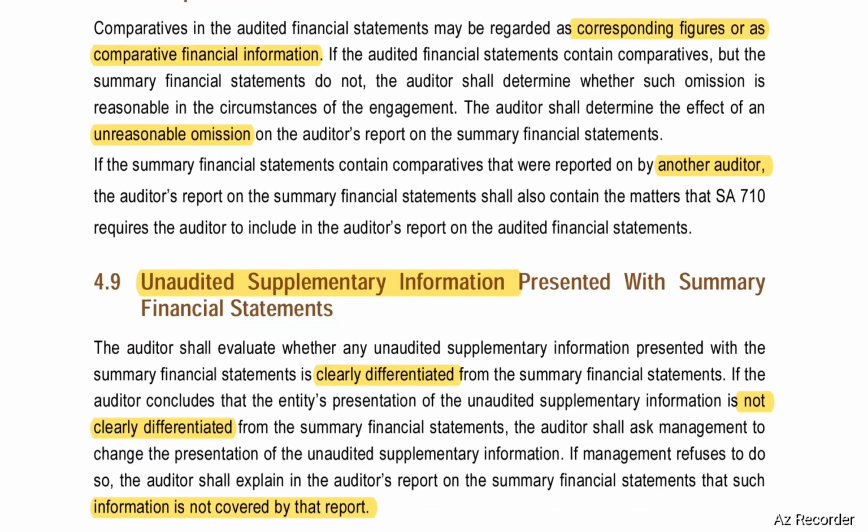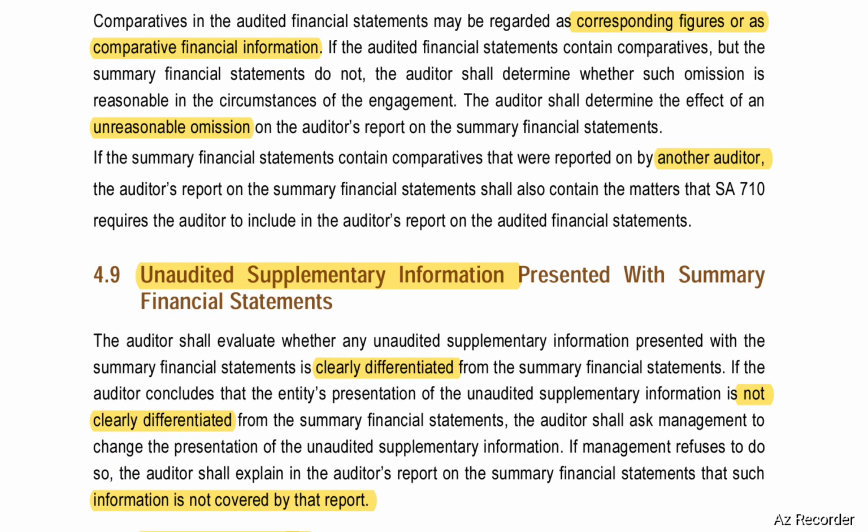Next, comparatives. Comparatives in the audited financial statements may be regarded as corresponding figures or comparative financial information. If the audited financial statements contain comparatives, but the summary financial statements do not, the auditor shall determine whether such omission is reasonable in the circumstances of the engagement. The auditor shall determine the effect of an unreasonable omission on the auditor's report on the summary financial statements.